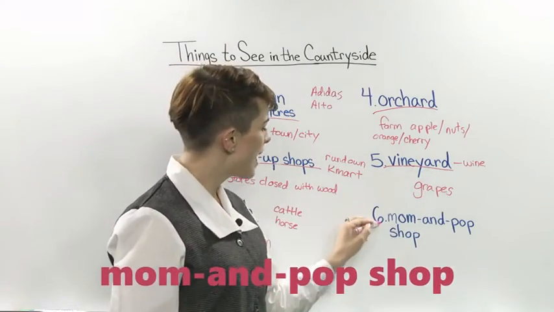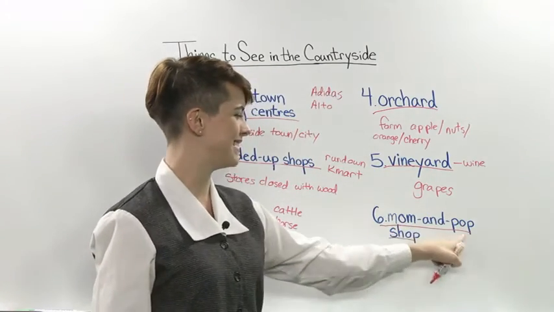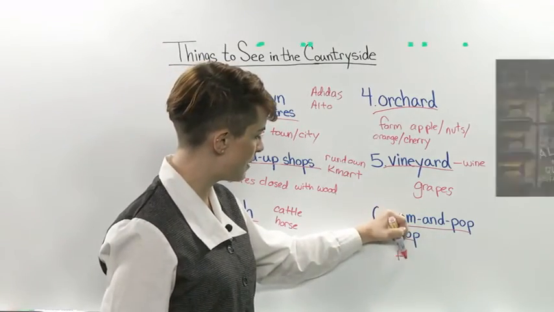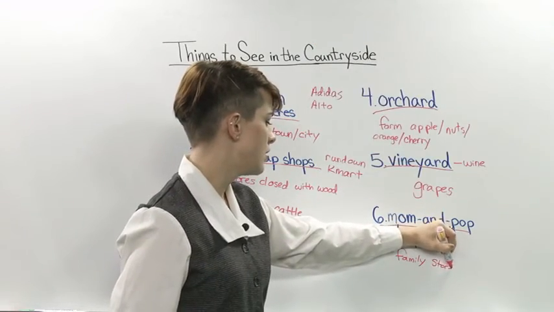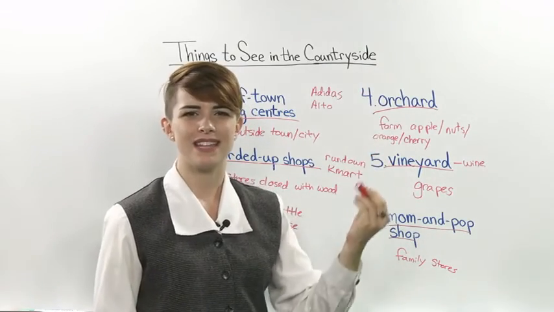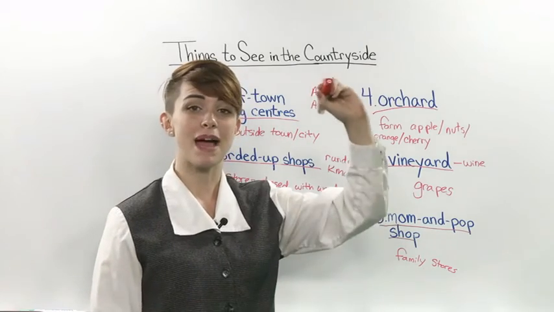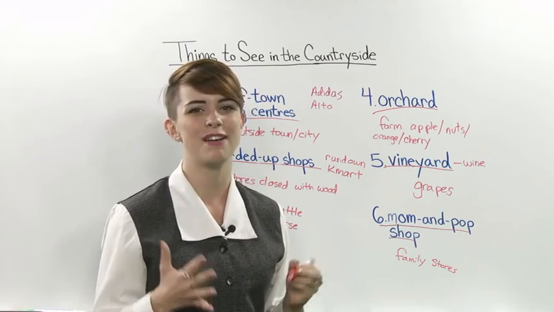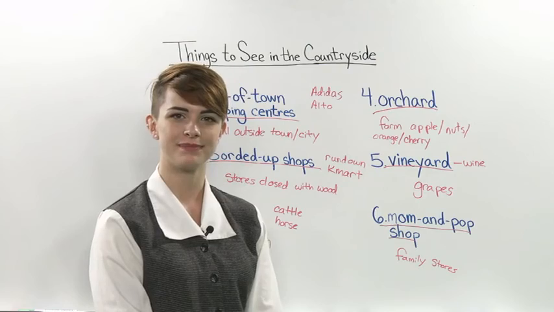Last on our list, we have mom and pop shop. Here we're talking about mom and dad, mom and pop. Mom and pop shops are family-owned businesses, family stores, where a mom and pop might open up a store. It can be anything, a restaurant, a hardware store, whatever you would like. And they pass it down from generation to generation, so it stays in the same family. It's a very common thing you might see in the countryside.